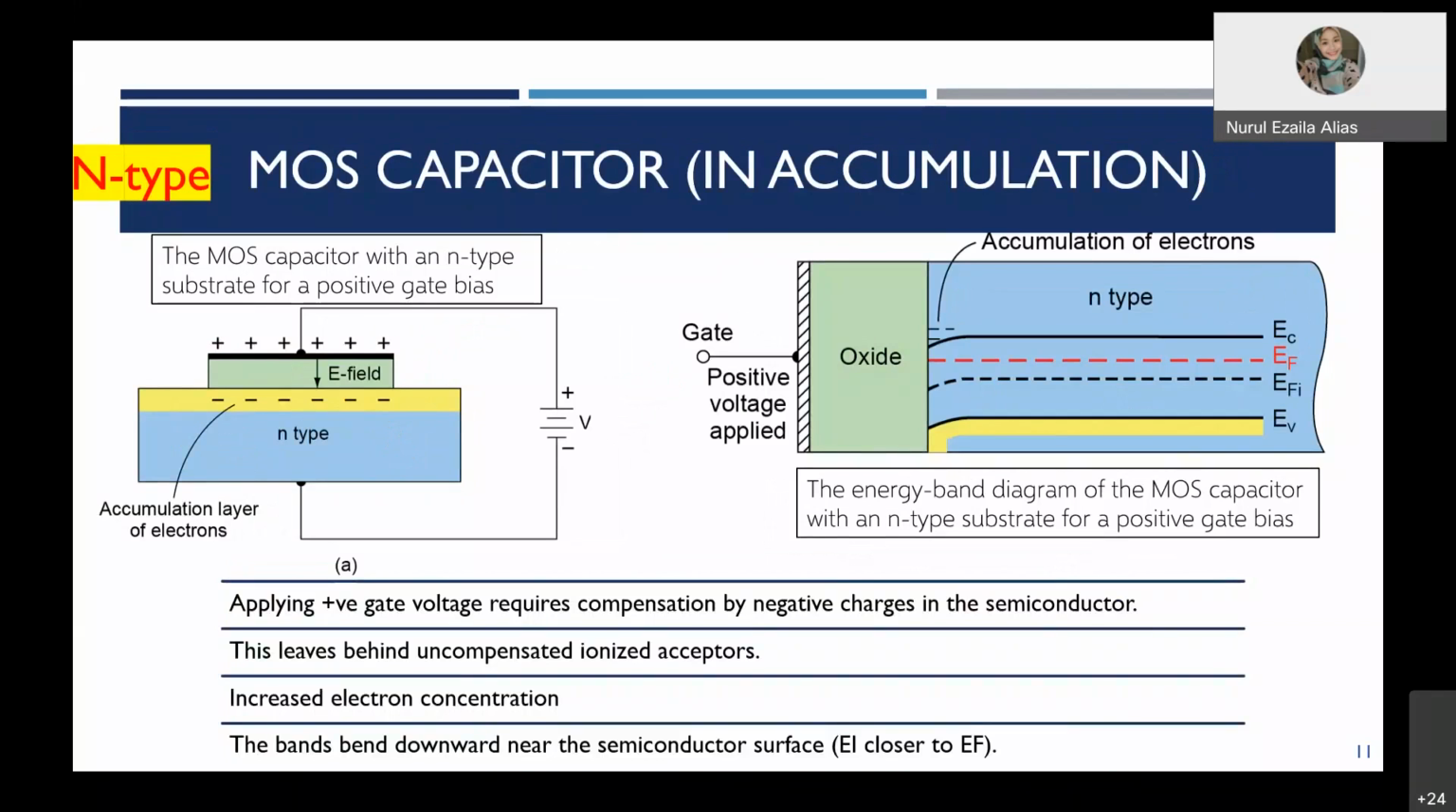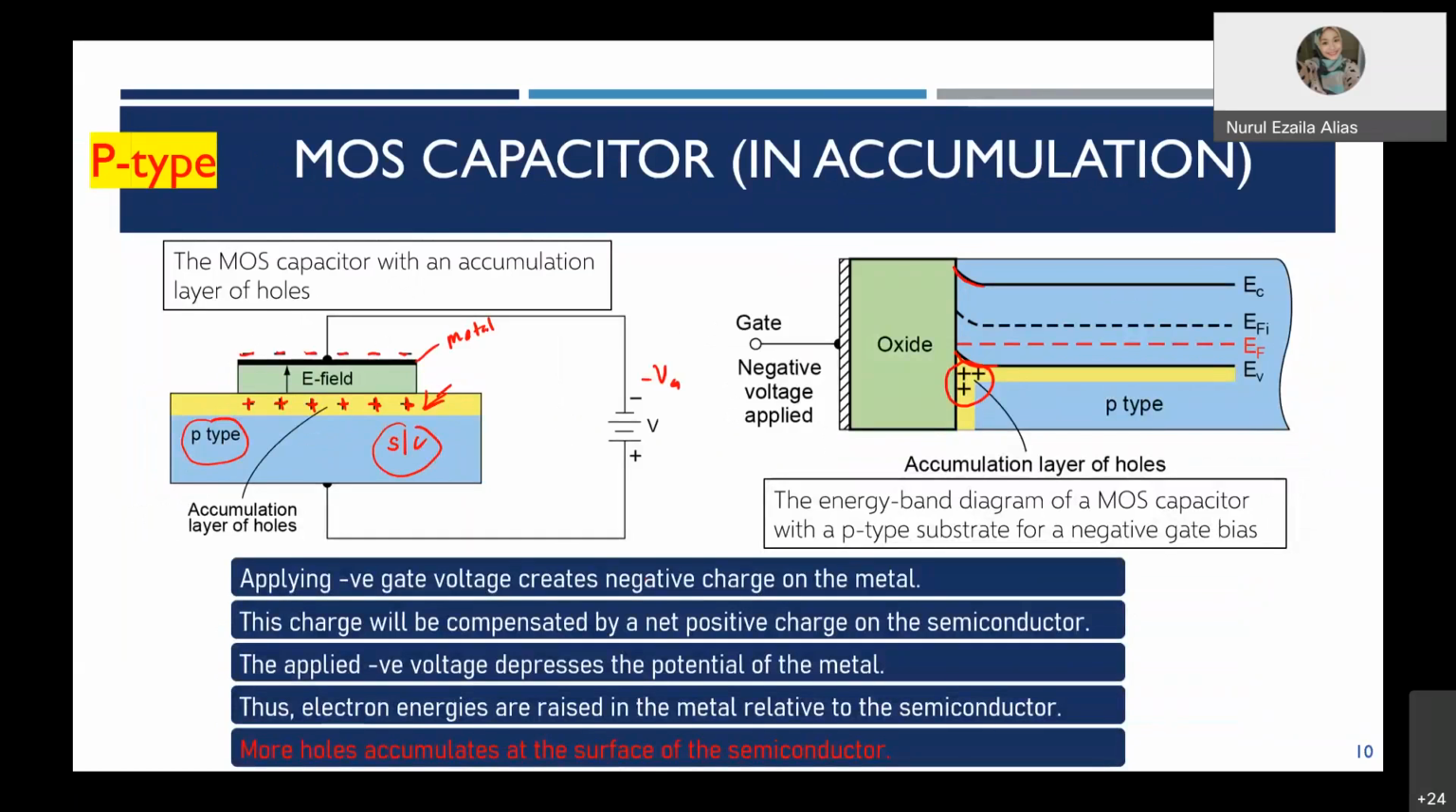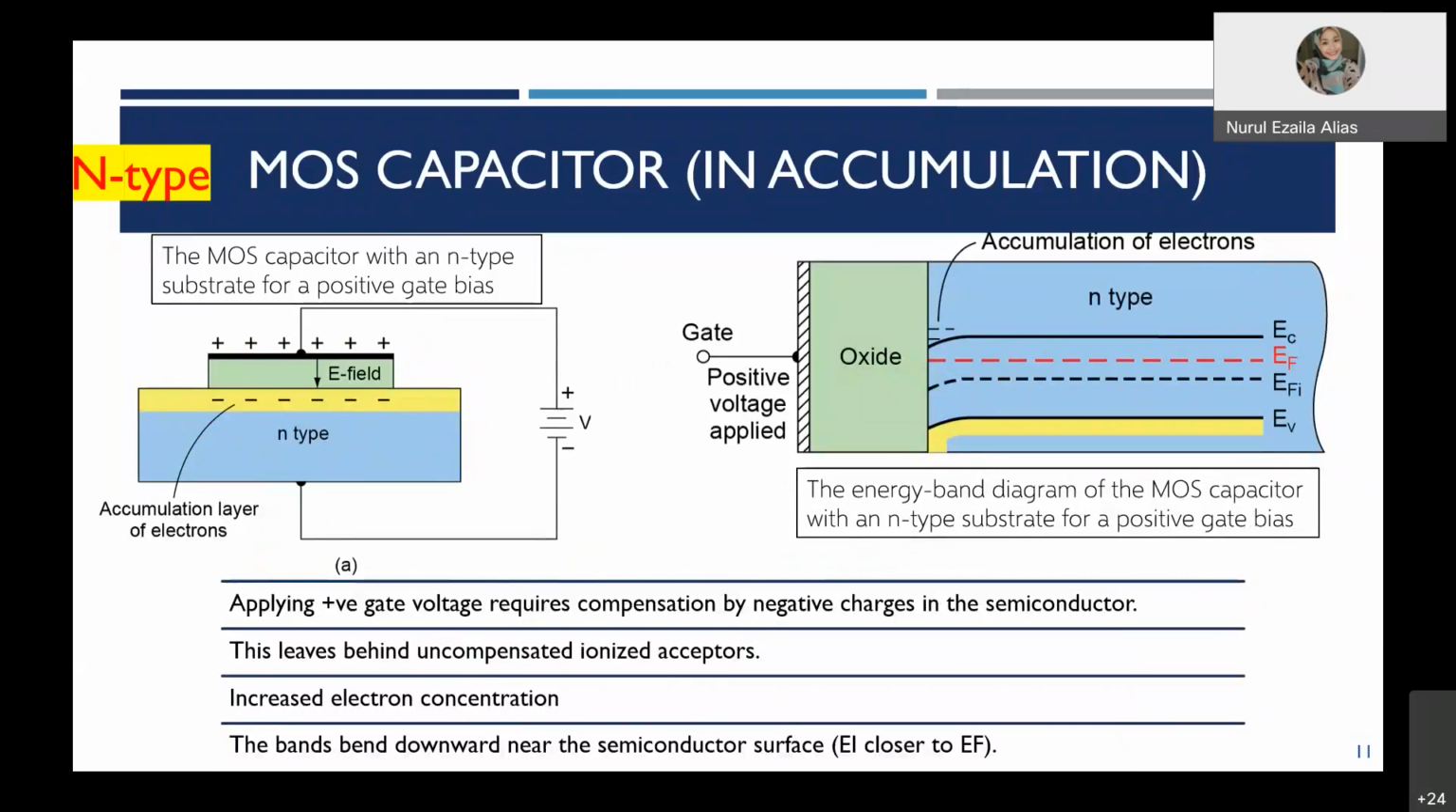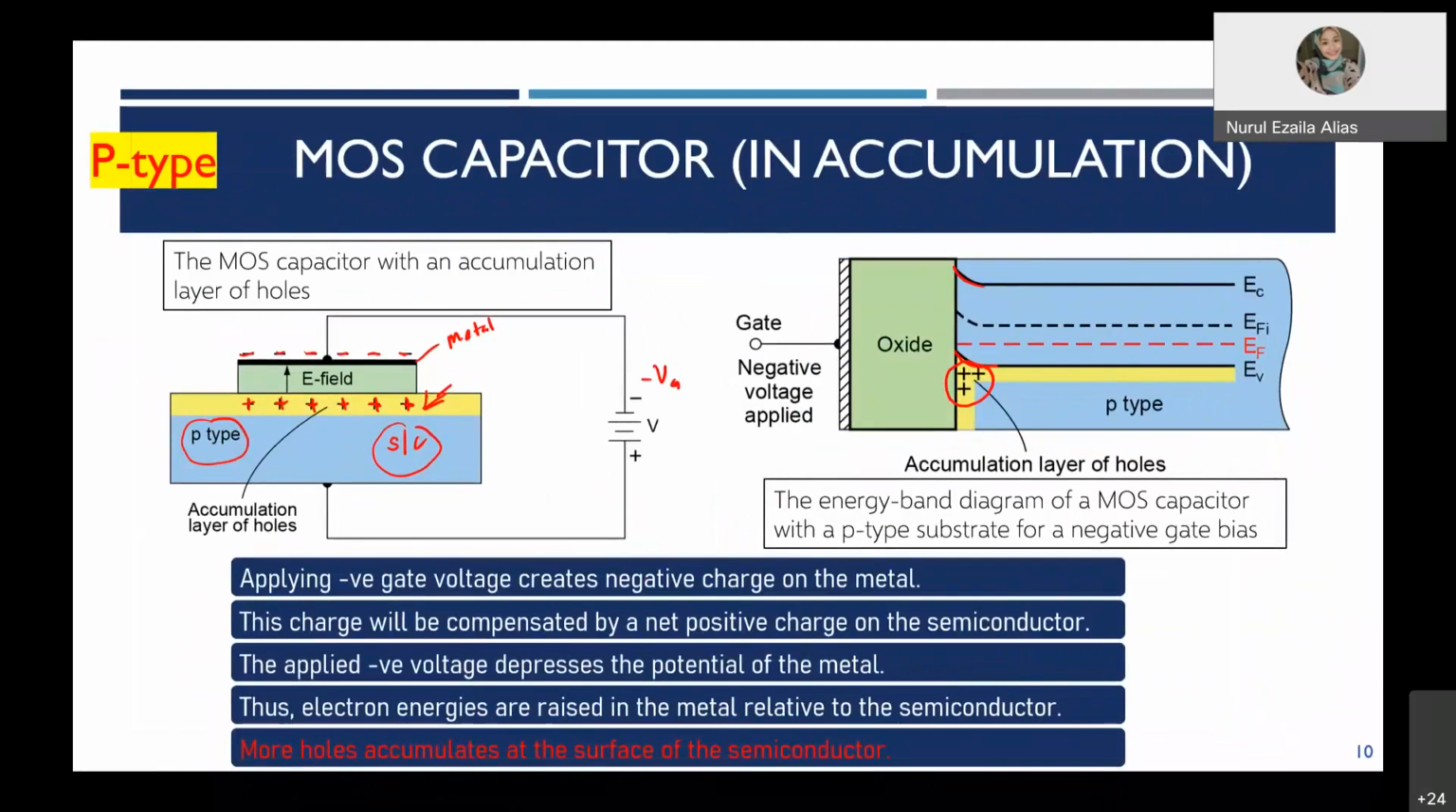The second one is the n-type. I designed my lecture to go first p-type and then n-type, so that you can see the difference between the operation of p-type and n-type. Of course, the n-type is vice versa from the p-type. For the p-type, you apply a negative gate voltage. For the n-type, you will apply a positive gate voltage.